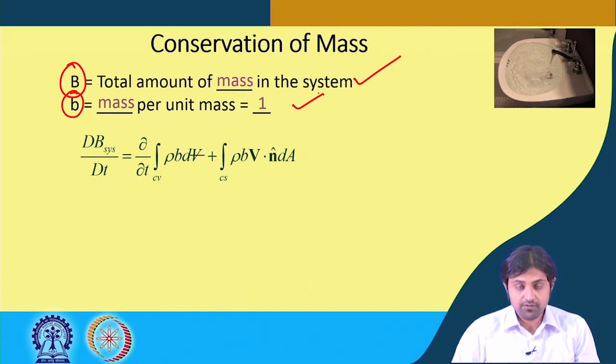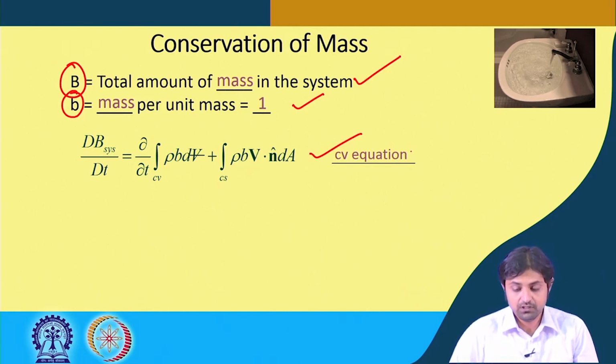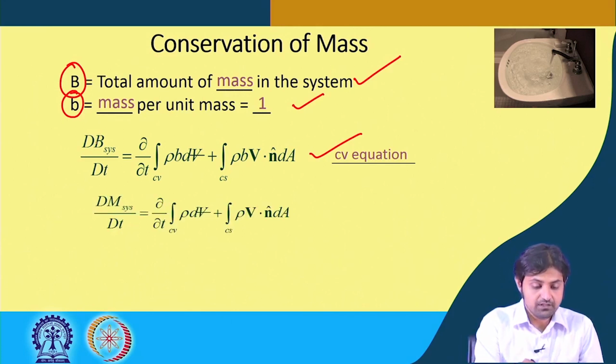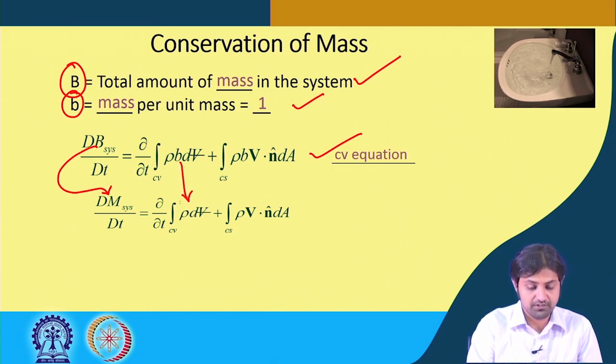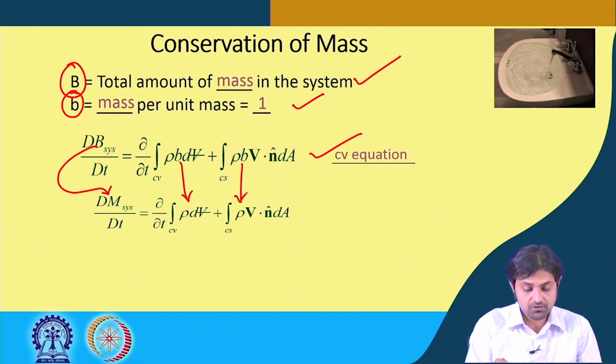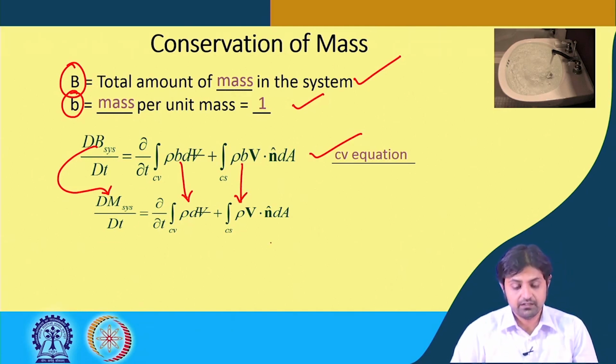So this is the general form of Reynolds transport equation that we have derived in the previous lecture, and also we saw this in the first slide of today's lecture. So this is the control volume equation for the general Reynolds transport theorem, and what we have done here is we have equated B system to mass of the system. As small b is 1, this term becomes rho dV, and this one also becomes rho V dot n dA.